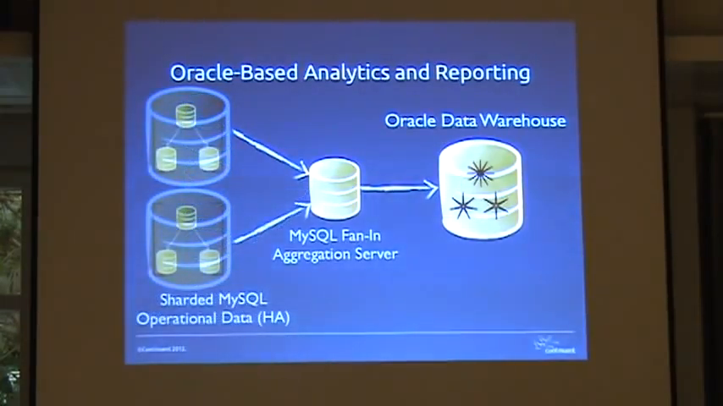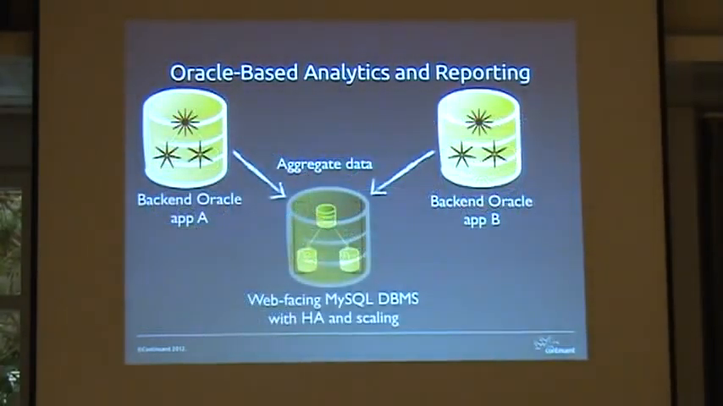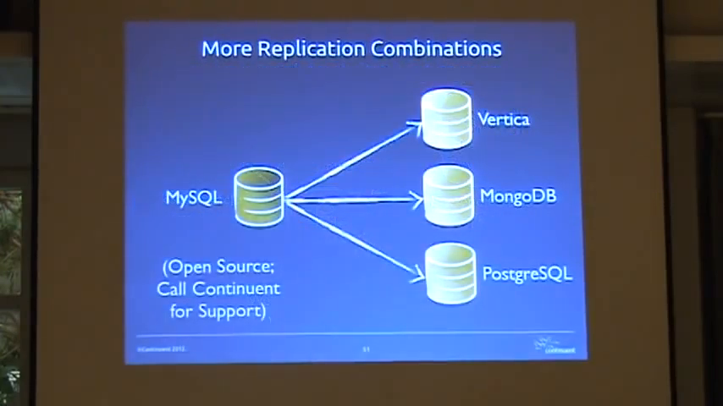More, you could have high availability clusters on the left, so your shared MySQL services could be highly available, and you could aggregate data from these clusters. In case you happen to have multiple Oracle instances and need a web-facing MySQL DBMS to receive the data, again, you can do that with two replicator services. So instead of one service, you use two replicator services and just aggregate data to the web-facing MySQL. And that web-facing MySQL could also have HA and scaling. Finally, you can replicate from MySQL, as mentioned, to Vertica, to the NoSQL MongoDB database, to PostgreSQL.